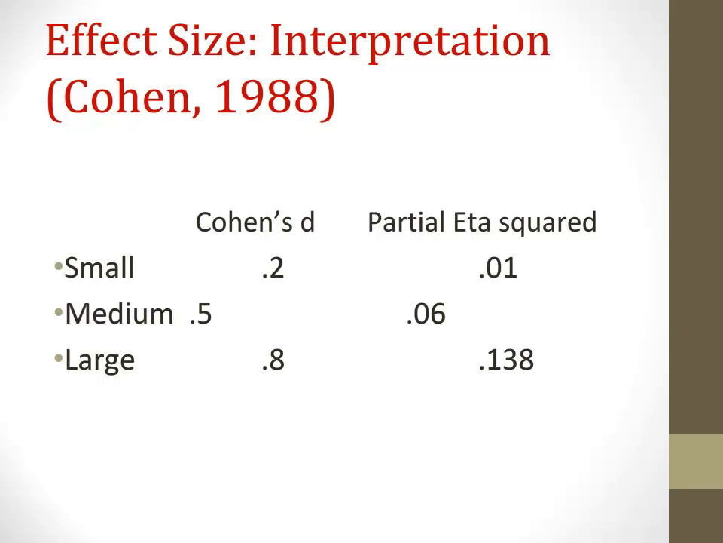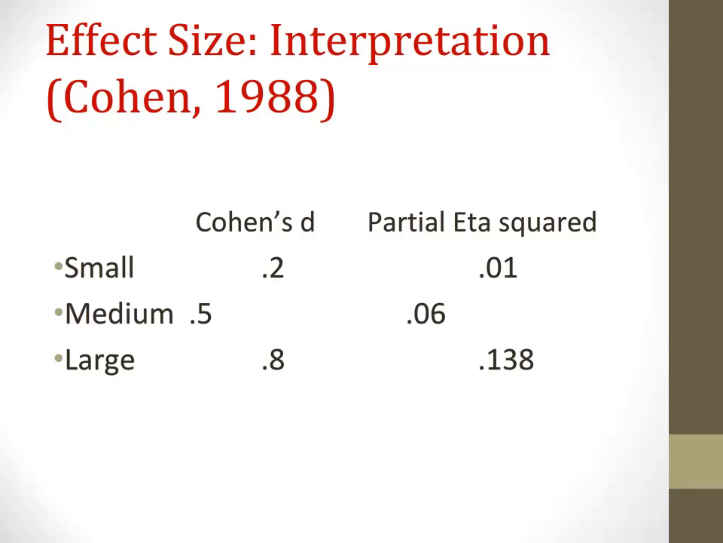Let's say we were looking at course points and how course points differ based on the type of course that students take. If we had an effect size of 0.06, this would indicate that 6% of the variance in course points is explained by the type of course that students take. So this differs from the 0.01, which would mean only 1% of the variance in the course points is explained by the type of course that students take.